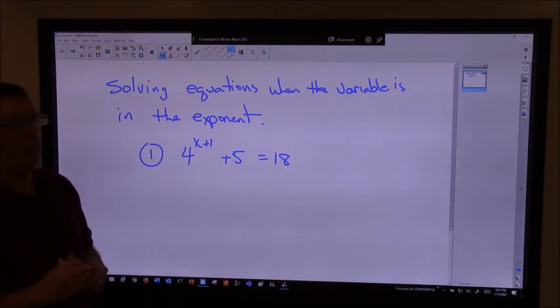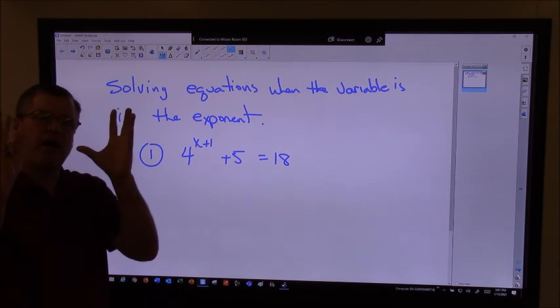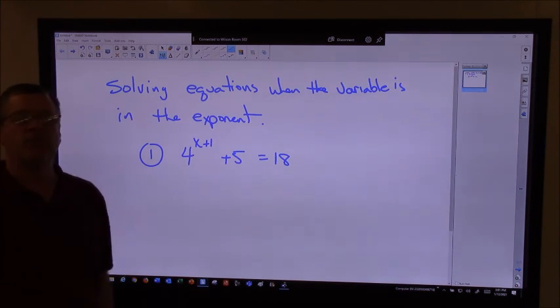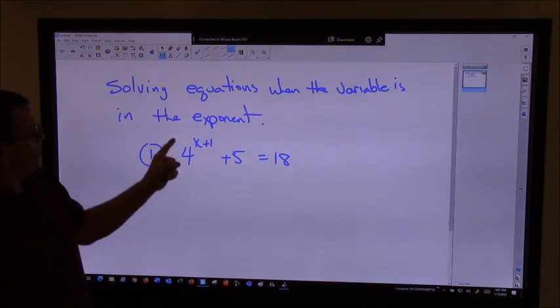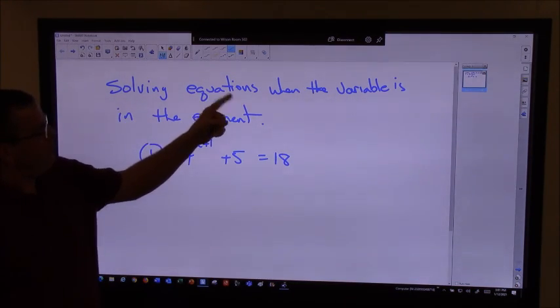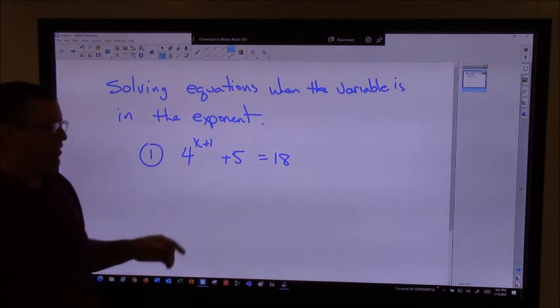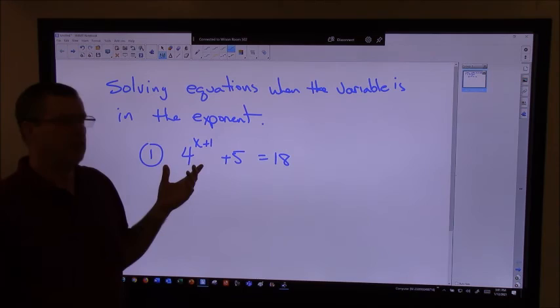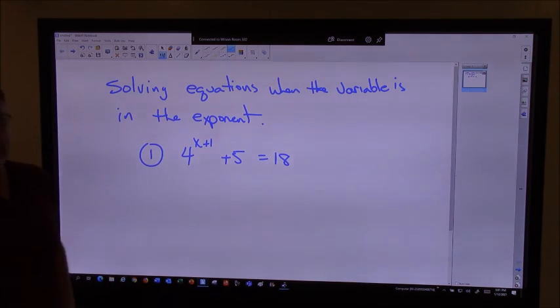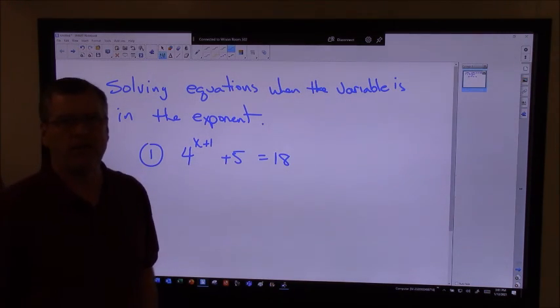So we're getting to this spot where we've almost accomplished everything we need to accomplish, which is good. We need to learn how to solve equations when the variable is in the exponent. We've done our guess and check method for a simple equation, but what if these get a little messy? How do I solve that equation?